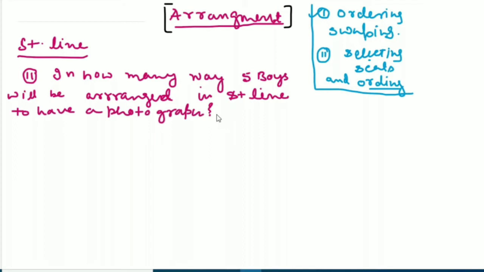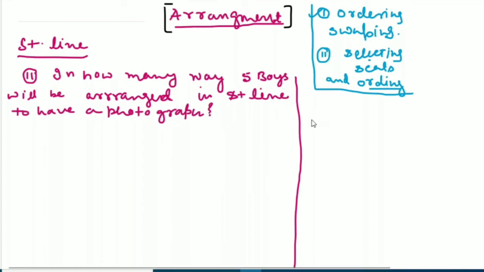So till now, sir, you have spoken about the concept called ordering and swapping, or selecting and ordering. So these are the two concepts we have spoken about. Now let me tell you how those concepts will be taken care of and done in mathematics.